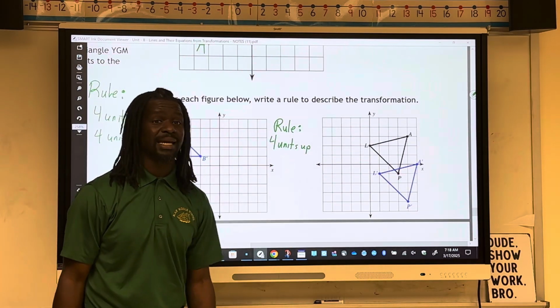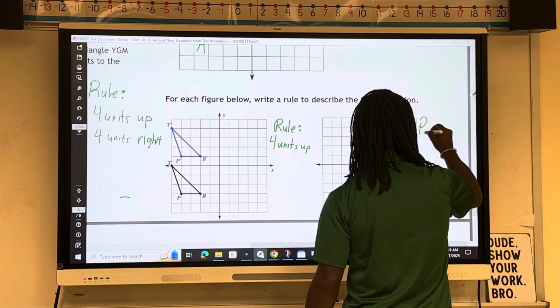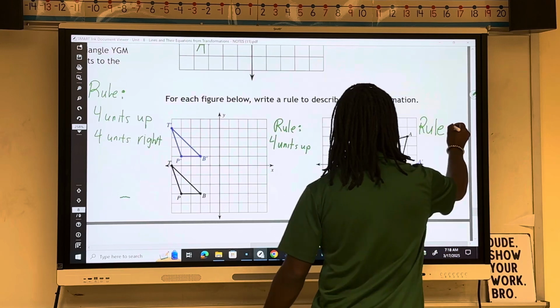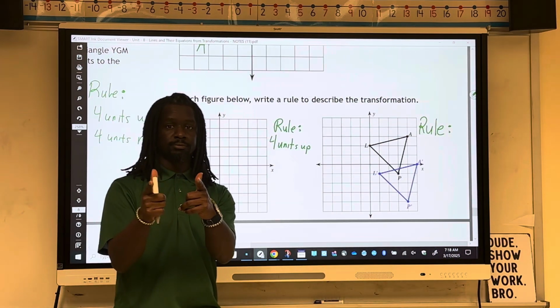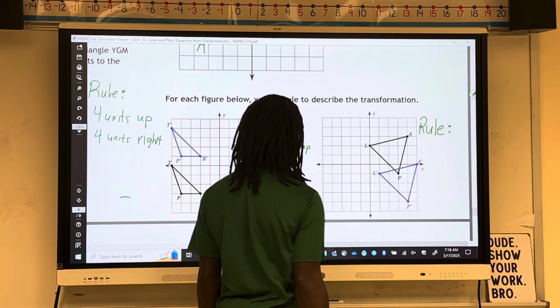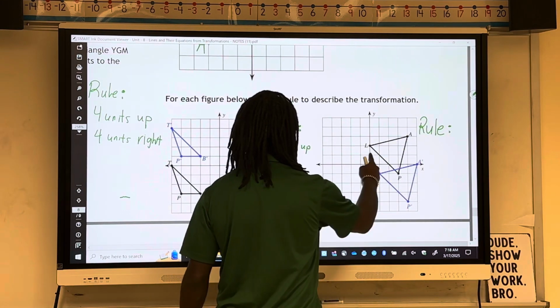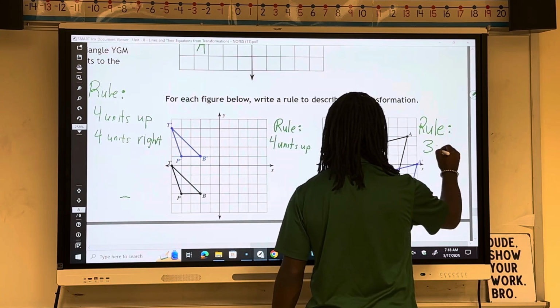I want you to go ahead and see if you can do this one on your own. Tell me the rule. Okay, did you do it? Here we go. Let's go to L. You can start at any one. I'll start at L. We went 3 units down and 1 unit to the right.